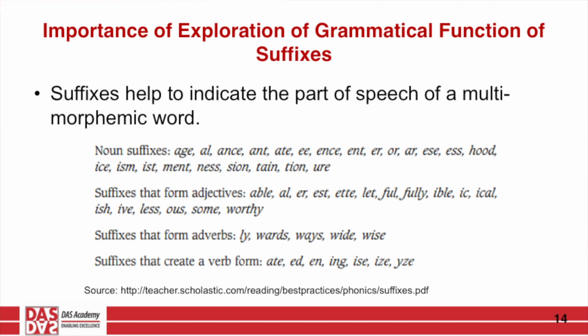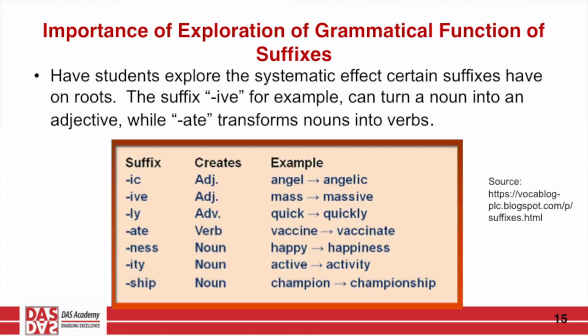So you will see from this slide that suffixes can be divided into suffixes that indicate nouns, adjectives, adverbs, or verbs. And so these grammatical clues can also be very helpful in helping the students to access the meaning of unfamiliar words. So I'll give you an example. For example, we all know that angel is a noun, but the moment you add the -ic suffix, you create an adjective, angelic, okay? Which actually means that you're like an angel, okay?